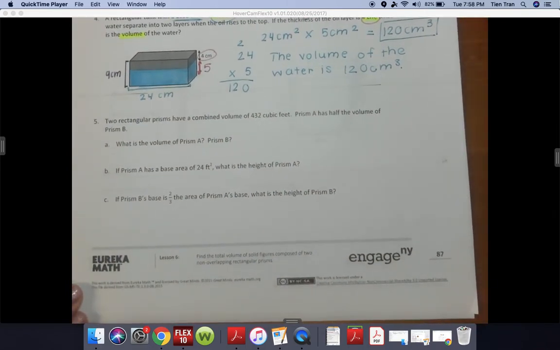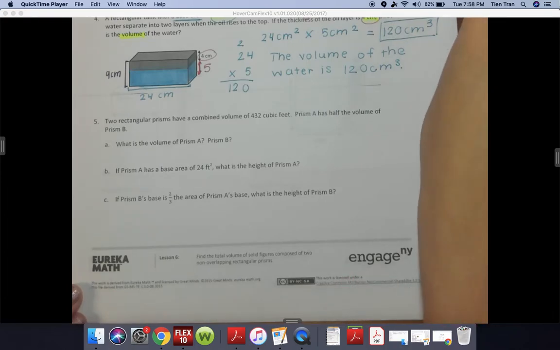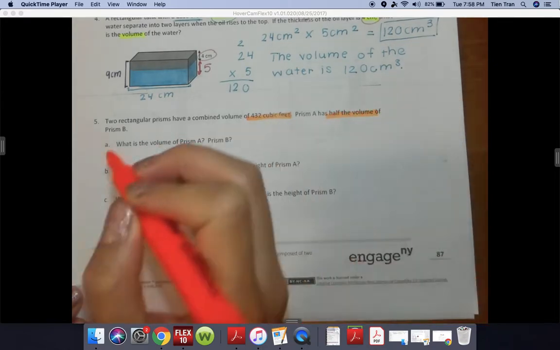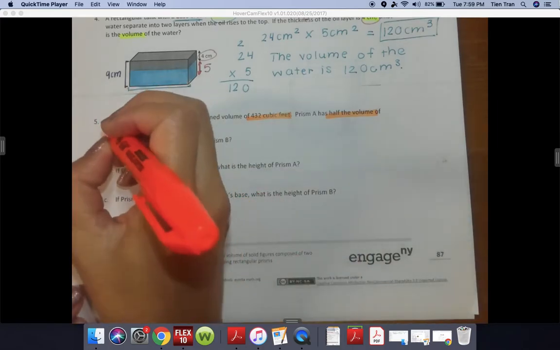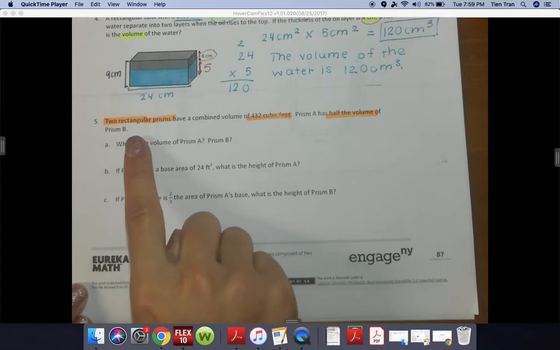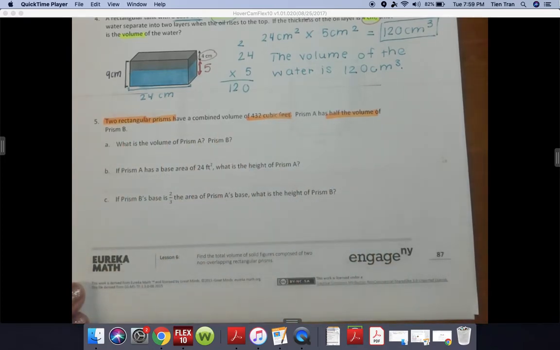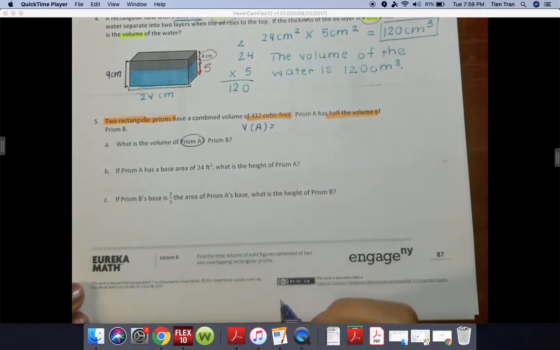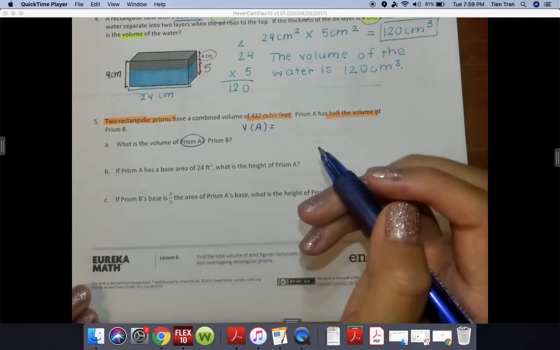Two rectangular prisms have a combined volume of 432 cubic feet. Prism A has half the volume of prism B. So I have two rectangular prisms. Okay, so they want me to figure out what is the volume of prism A and what is the volume of prism B. So they want me to find both of the answers for them. So I'm going to first show you prism A. Volume of A. Okay, and I know that the volume of A has to add all up to 432 feet.